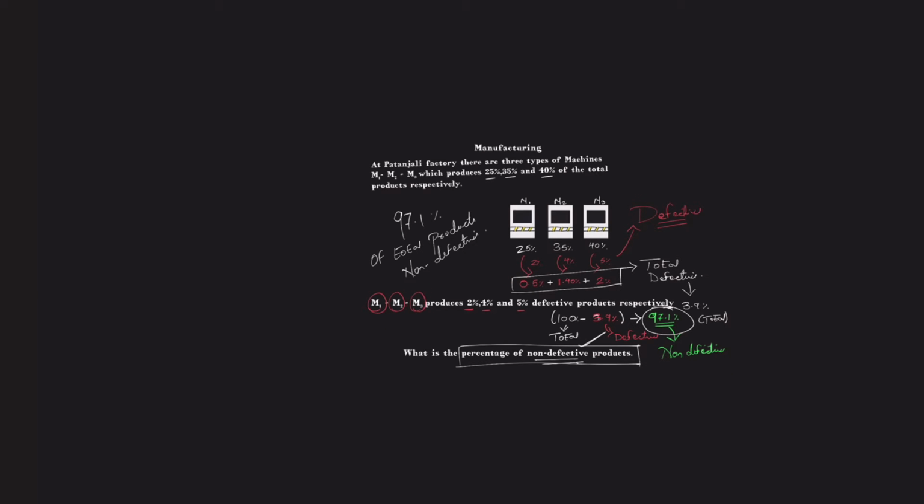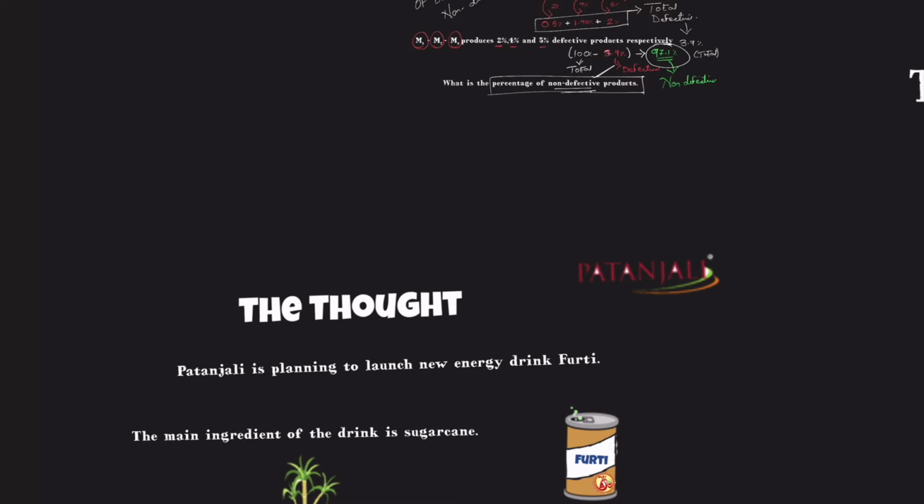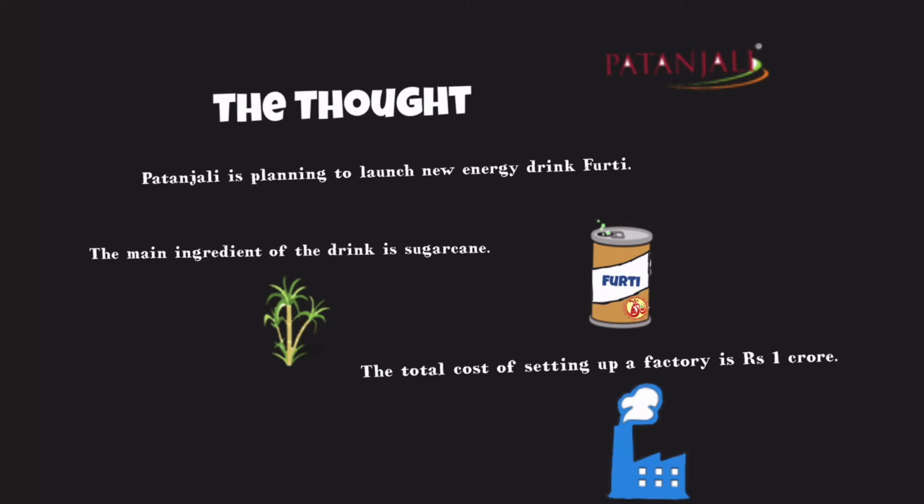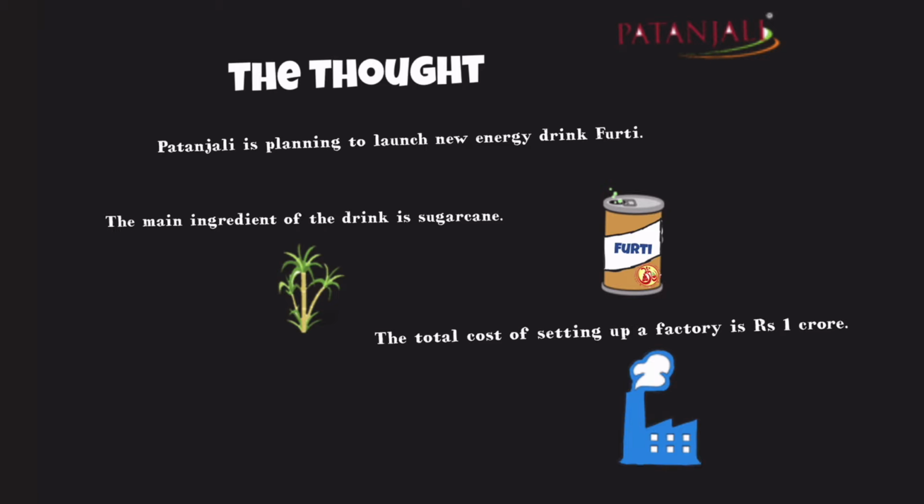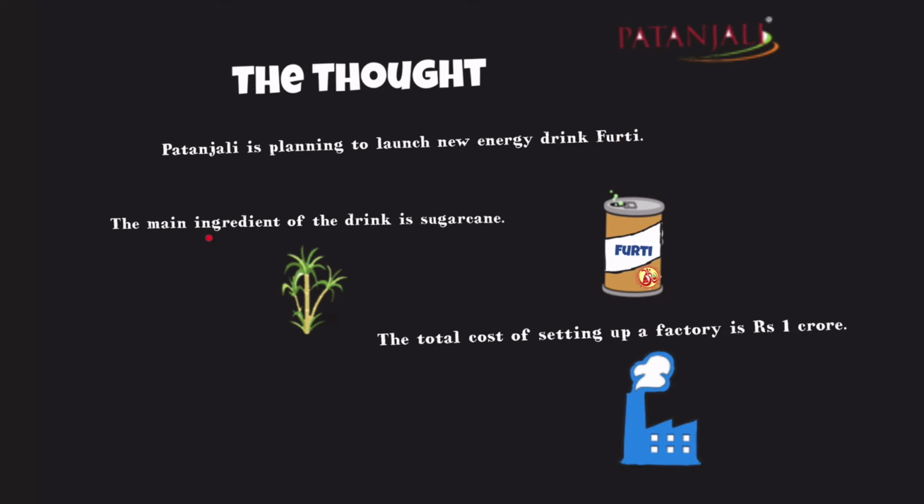Let's understand the next manufacturing that Patanjali is going through. Now next we have an energy drink that is called Furti. Now Patanjali has a thought of coming up with an energy drink called Furti, and the main ingredient of this drink will be sugarcane. So that this will be an energy drink. Mainly the ingredient will be sugarcane.